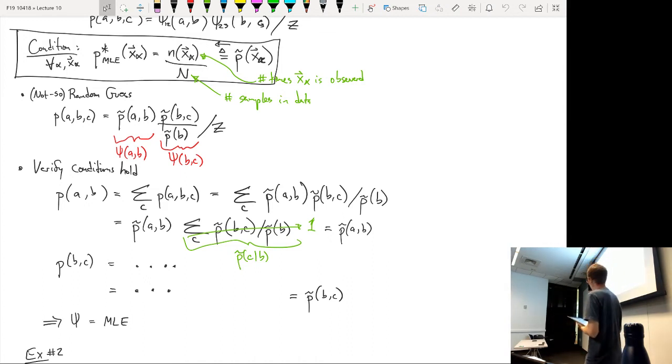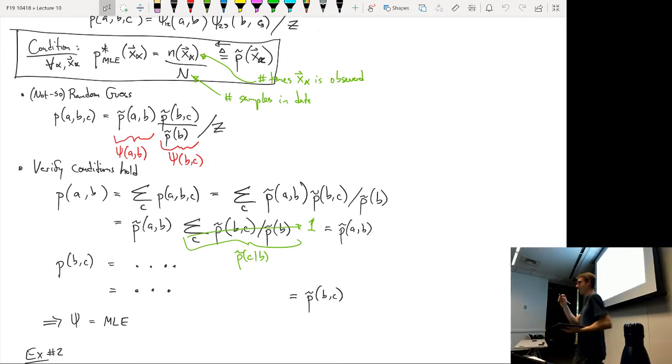Oh, yeah, question. Oh, yeah. I just forgot to go back to this. So I think Z should be 1 here. I'm not 100% sure. We'd actually have to double check it. But I think that we should be able to actually verify it pretty quickly.